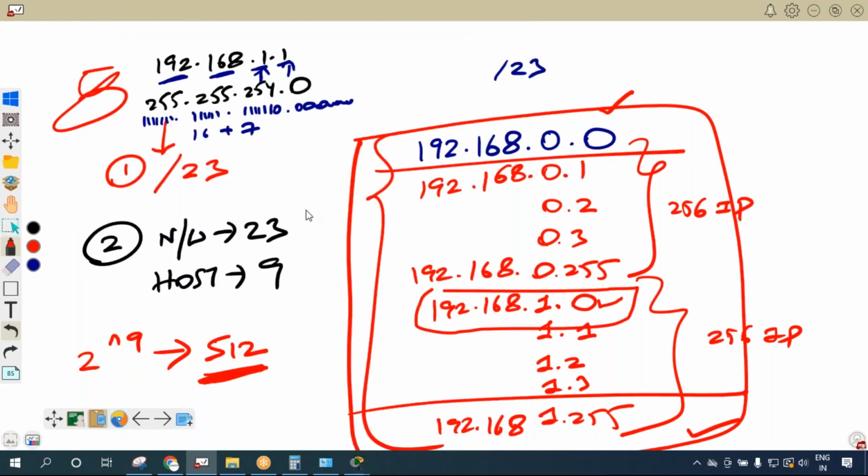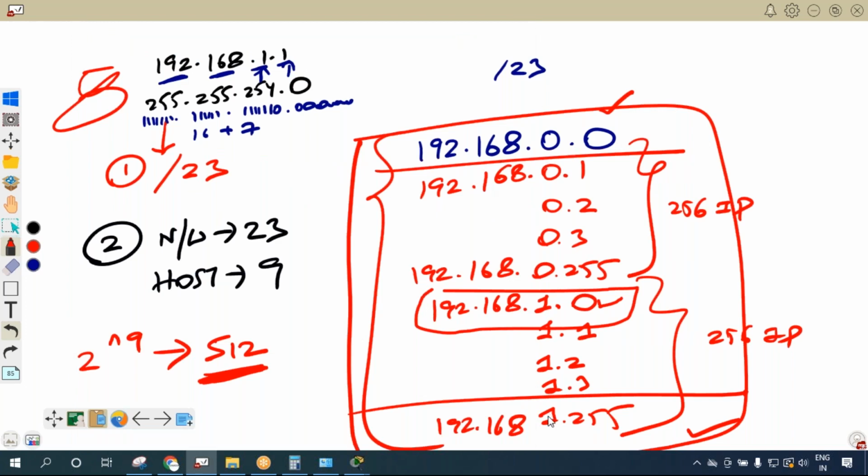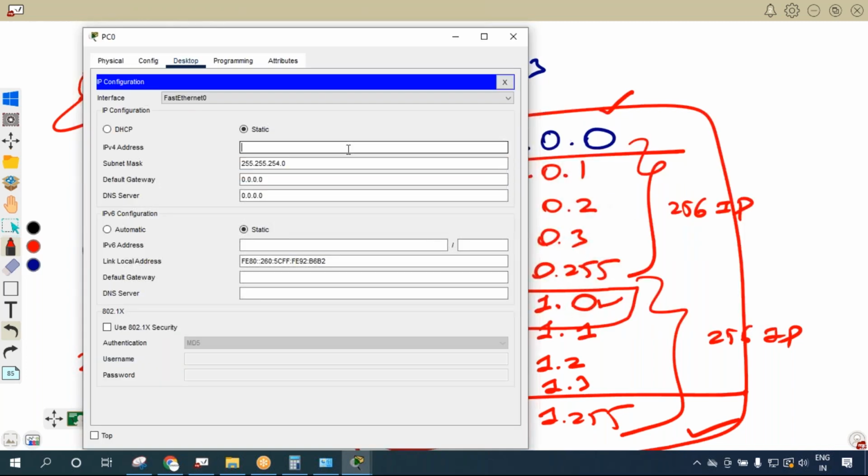See the subnet mask first, no? That's why I'm putting the subnet mask. See the subnet mask. As per this subnet mask, 0.0 to 1.255 are usable IP. 1.0 is a usable IP, my dear friend. Subnet mask has changed. Everything has changed. I can give now 192.168.1.0. It's a PC IP. It will take. It will not give me an error, because the subnet mask has changed.